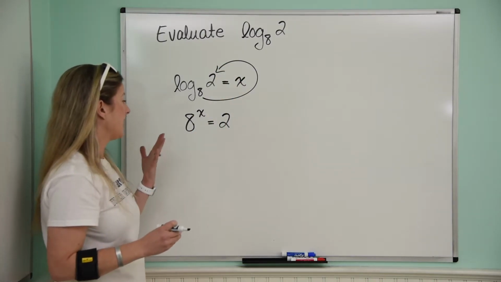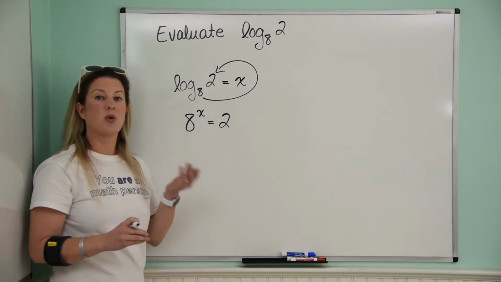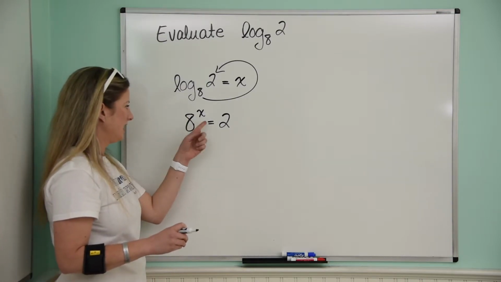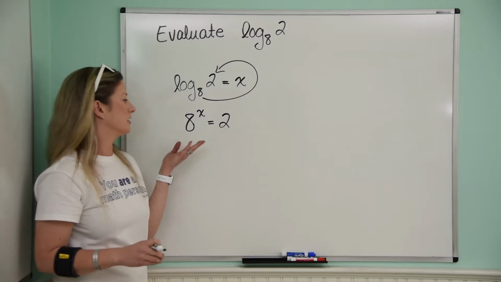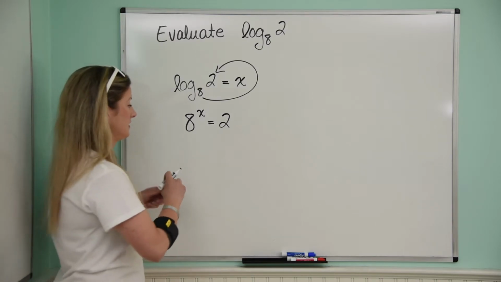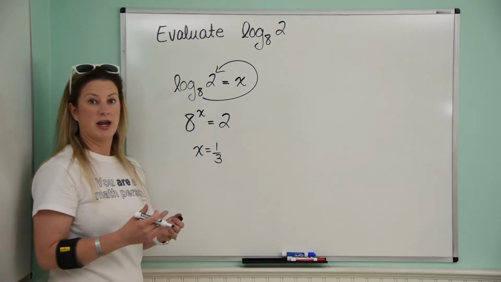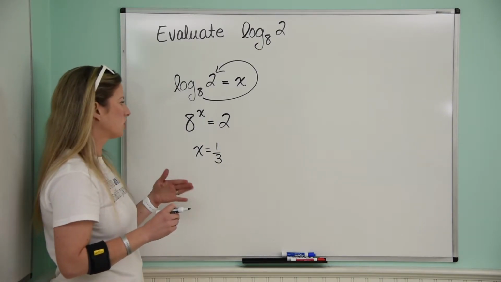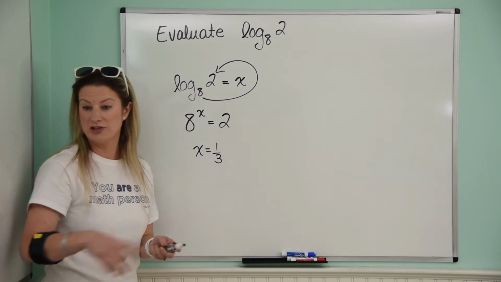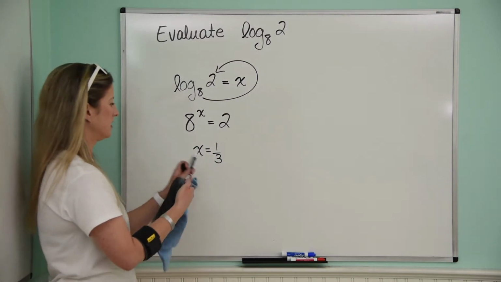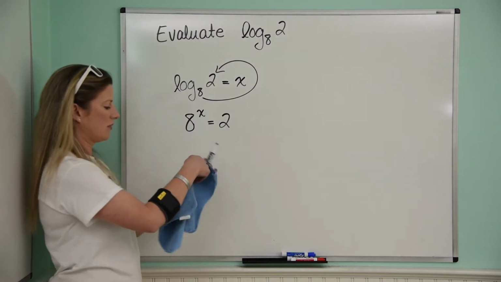Awesome. All right. Now, some of you might know right away at this point that it's obviously 1/3, right? It's the cube root of 8 that will get you 2, and that's fantastic. If you're able to just say x equals 1/3, that's great. But if you're not sure, that's okay too, all right? So let's pretend that you don't know that. Here's a strategy that will work all the time.